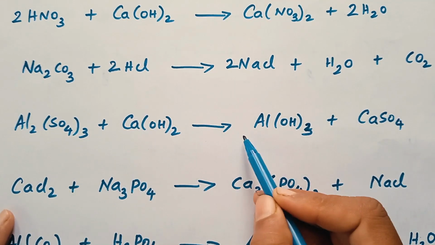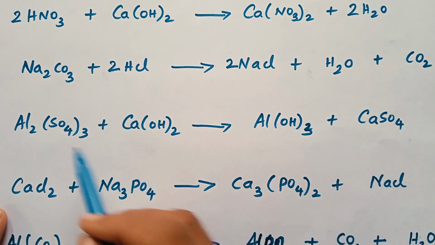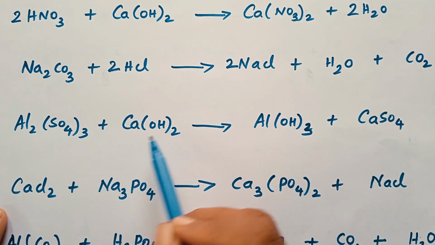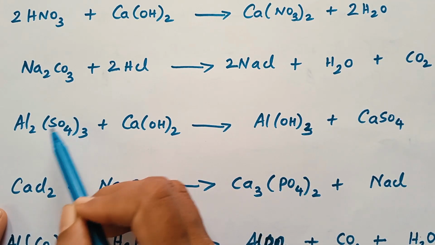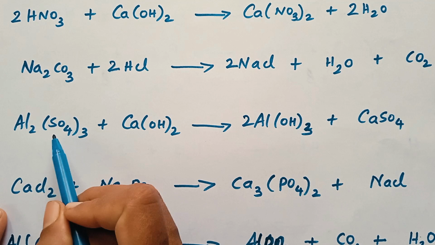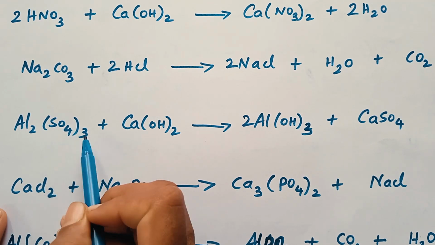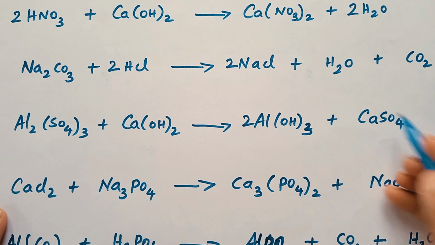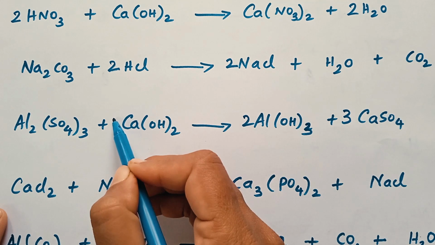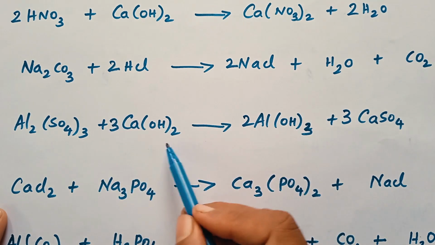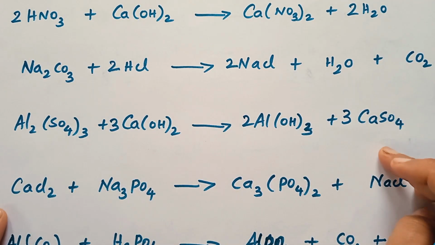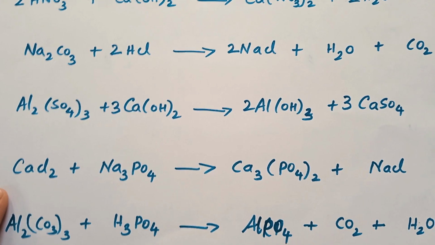Al2(SO4)3 plus Ca(OH)2 gives Al(OH)3 plus CaSO4. In this case, polyatomic groups are present, SO4 and OH. So you have to see it as a whole group. Here 2 aluminium is there. Here only 1. So change it into 2. Aluminium is balanced. Now check for sulfate. Here it is 3. Here it is only 1. Change it into 3. Check for calcium. Calcium is 3. Here it is only 1. Change this into 3. Now check for OH. Here it is 2 into 3, 6. Here also 3 into 2, 6. So this equation is balanced. I will go for the next one.